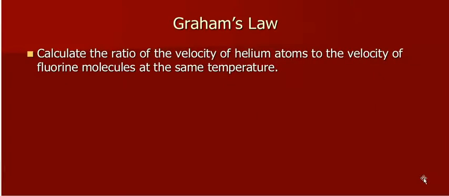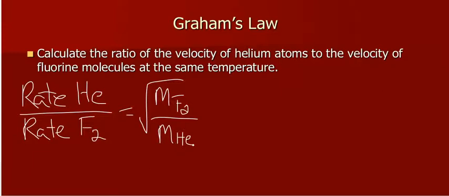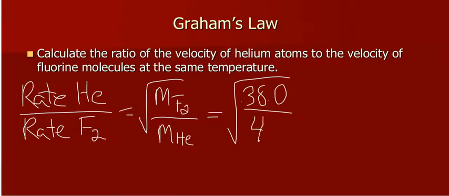Let's look at one more problem. Calculate the ratio of the velocity of helium to the velocity of fluorine. Well, we're still looking for rates, and since helium is listed first, it's going to be gas A. It's going to go up here on top, and then fluorine molecules. Fluorine is diatomic, so that's F2. Molar mass of F2 would go on top. Molar mass of helium would go on bottom. Plug in our numbers. Fluorine, F2, has a molar mass of 38. Helium is 4.